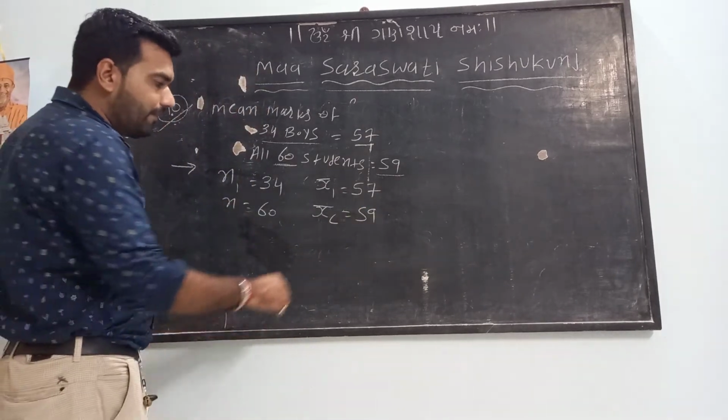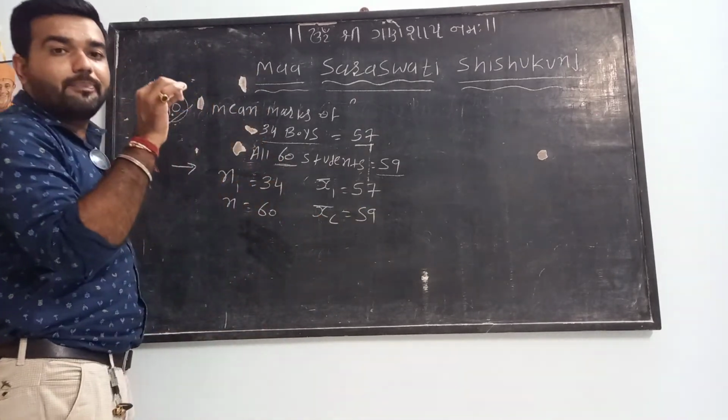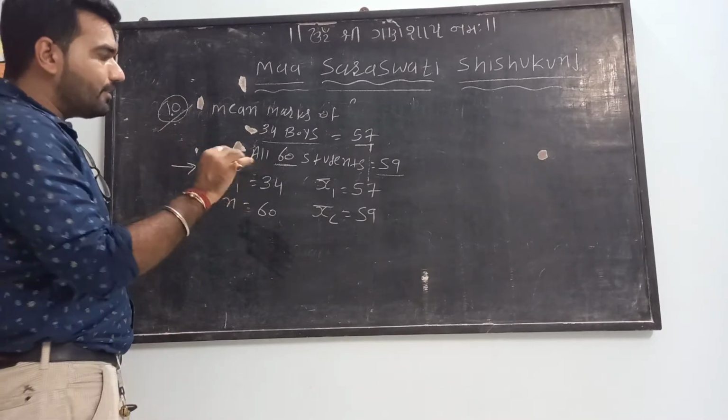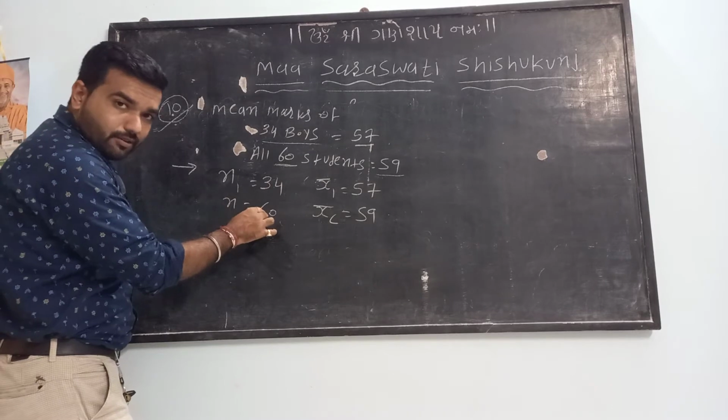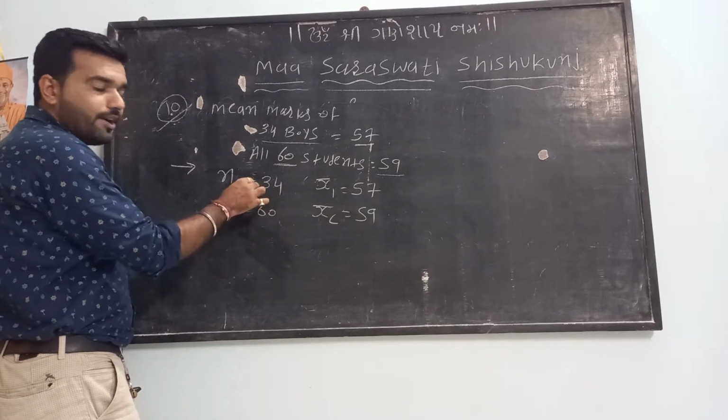So what do we have to find? We have to find the mean of the girls. So here n1 is equal to 34, and the total number of students is 60. Boys is equal to 34.